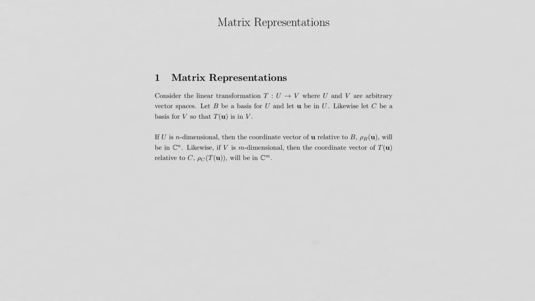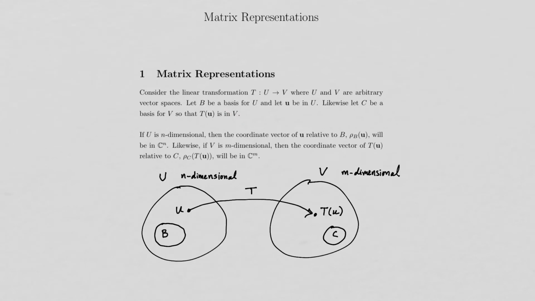Instead of starting with the definition, we're going to develop the idea of a matrix representing a linear transformation. So let's say we've got a linear transformation T that maps from U to V. U and V are arbitrary vector spaces. B is a basis for U, u is a vector in U, C is a basis for V, and T of u is a vector in V. We can picture that like this.